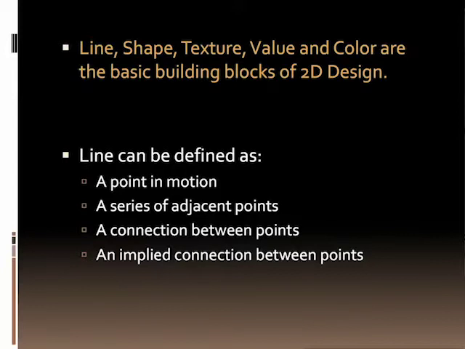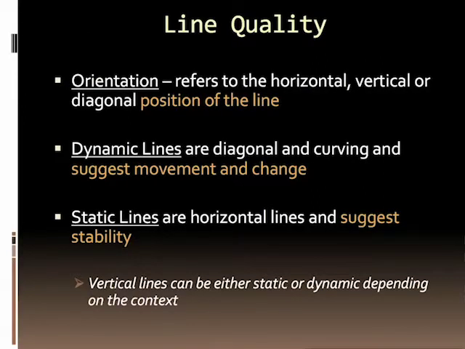in motion, a series of adjacent points, a connection between points, and any implied connection between points. And we'll look at some examples here in a minute to discuss that further. But we also want to talk a little bit about line quality. The orientation of the line refers to the horizontal or vertical diagonal position of the line.